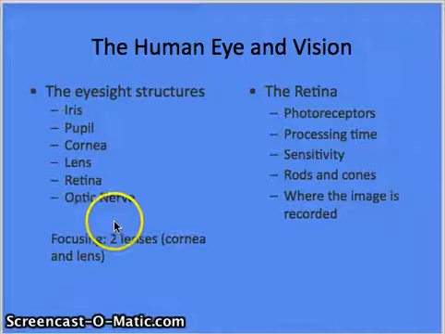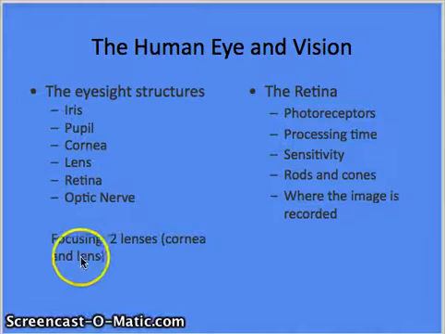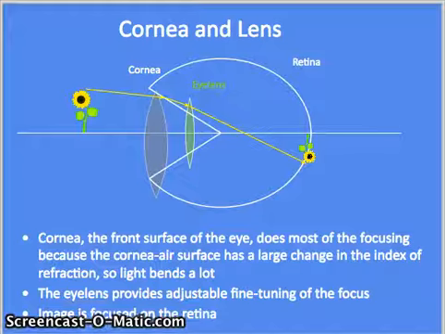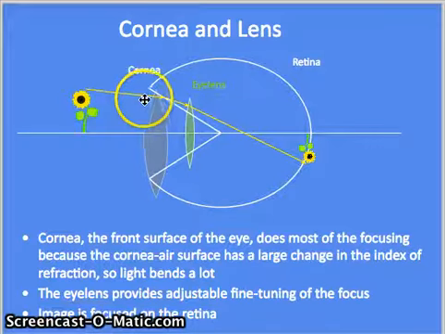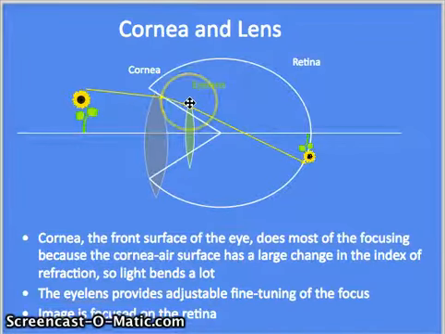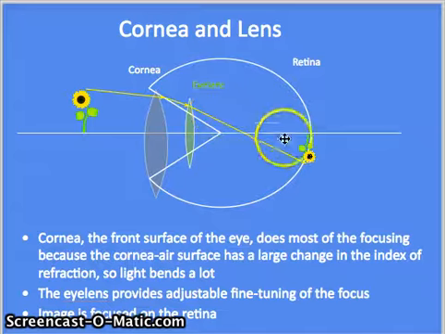Focusing is done prior to the light getting to the retina by two lenses, the cornea and the eye lens. This slide shows how light that's reflected off an object comes through the cornea to the eye lens, is bent once again, and forms an image on the back of the eye.